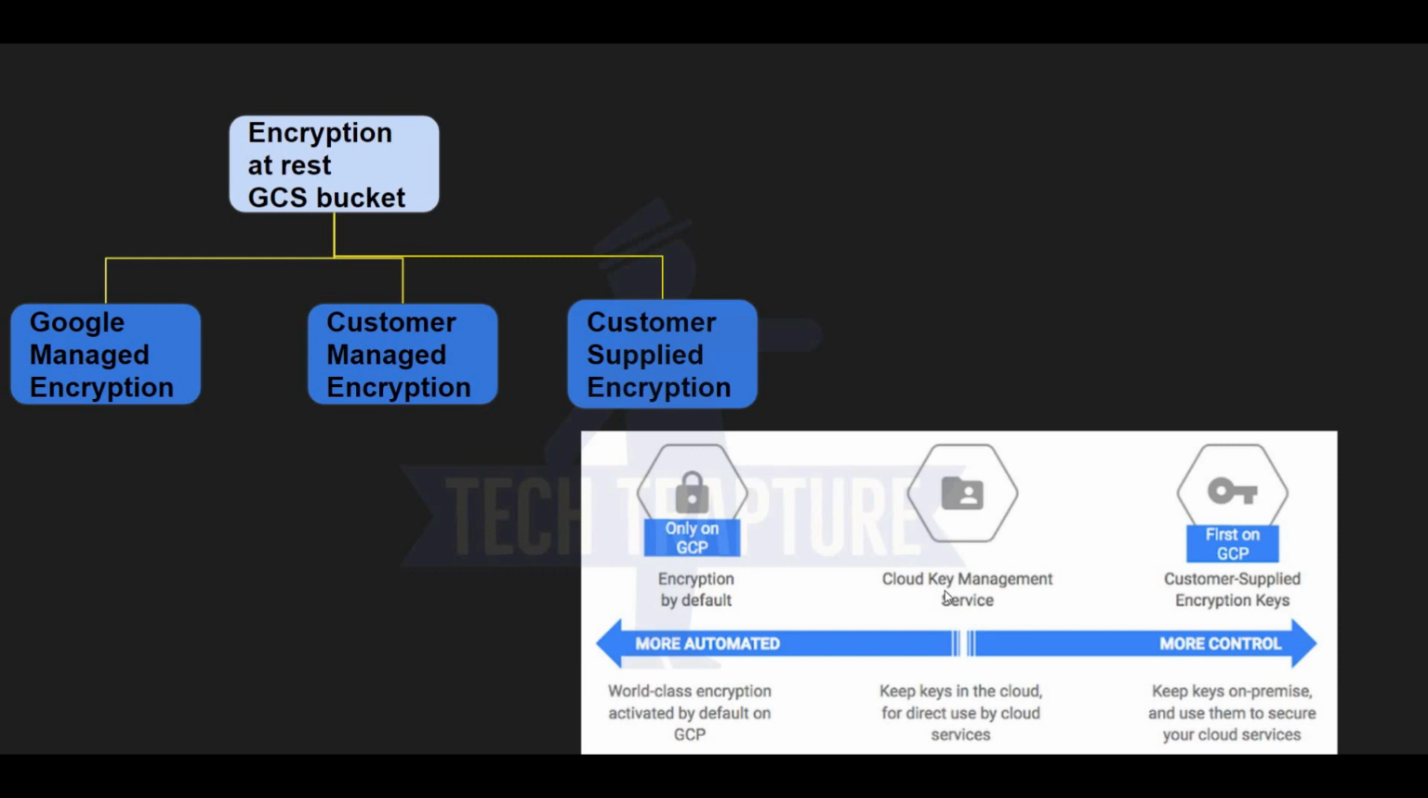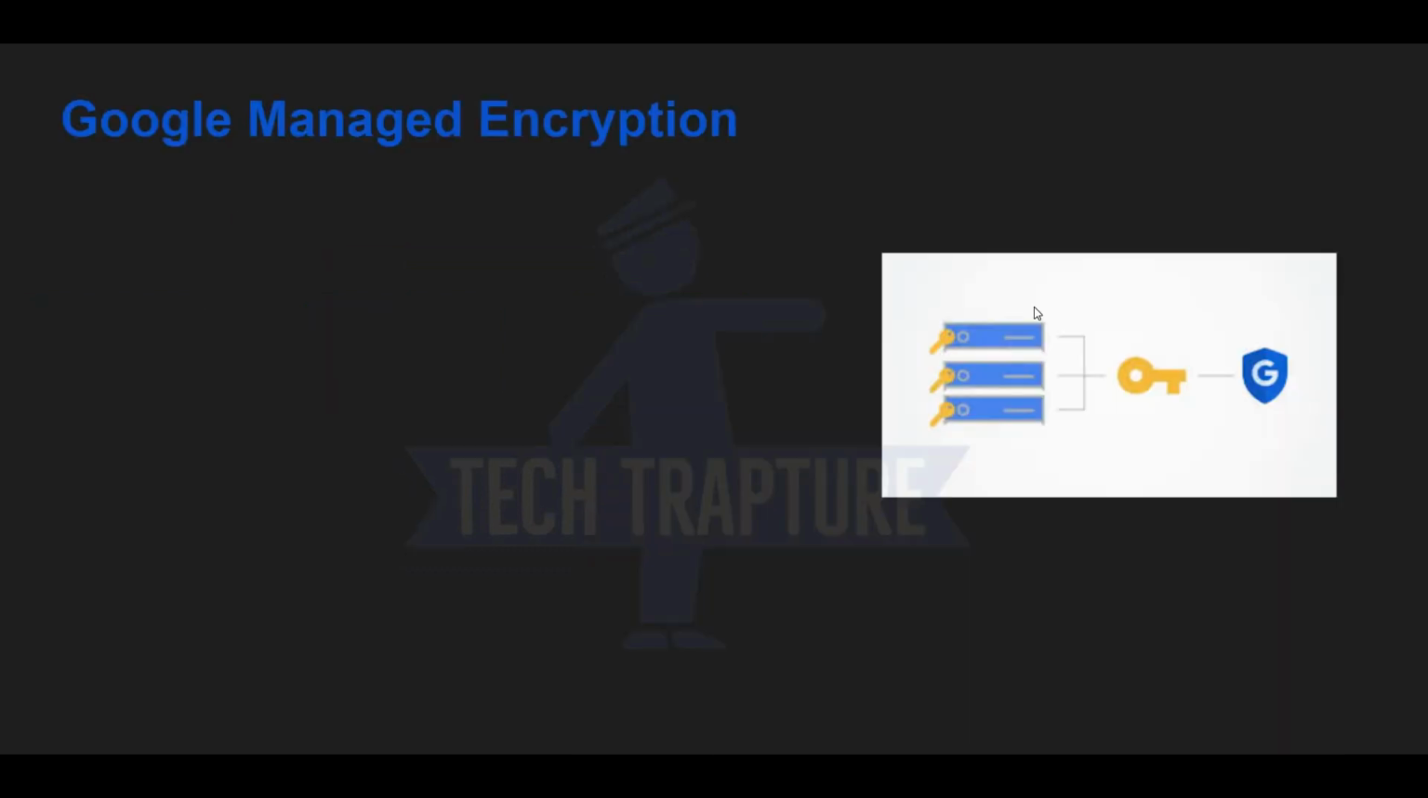Here you can see the second option, Cloud Key Management Service, which keeps keys in the cloud for direct use by cloud services. And customer supplied encryption means, suppose you already have keys created on-prem, you have your raw key, and you want to use that key for data encryption, you can use a customer supplied encryption key. Here Google won't have any visibility into your keys, so you have to manage your own keys. Google will not be responsible for your data if you lose your keys. Okay, now we'll see all these methods one by one.